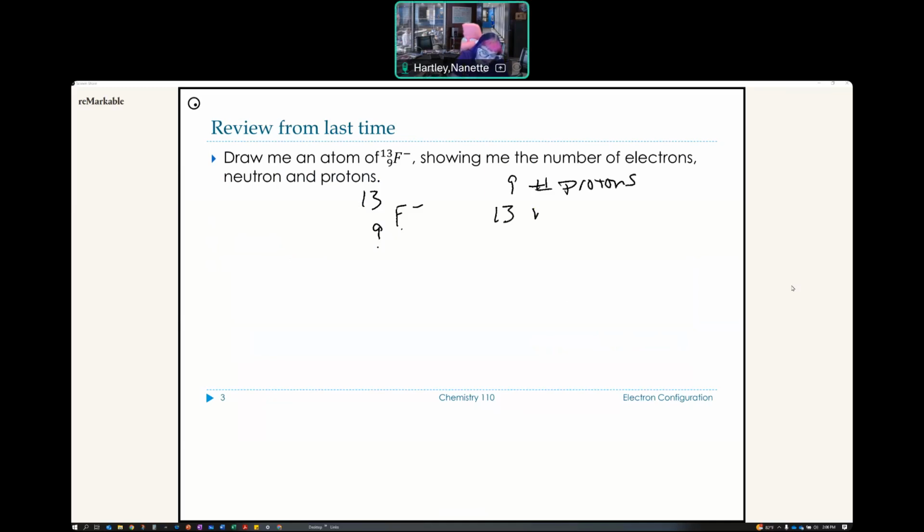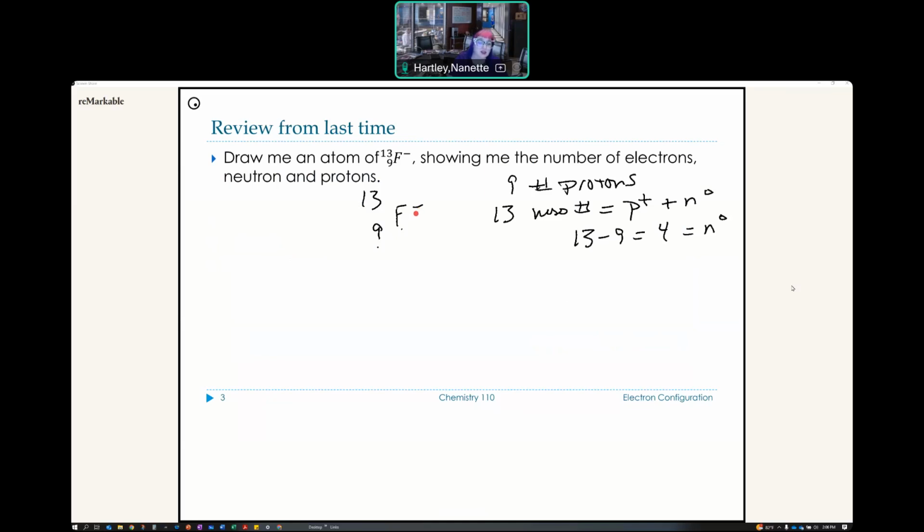13 is the mass number, which is equal to the protons plus the neutrons. So if I want to solve for the number of neutrons, I take 13 minus 9, and that gives me 4, and that's equal to the number of neutrons. Okay, so that's the number of neutrons I have in this particular species.